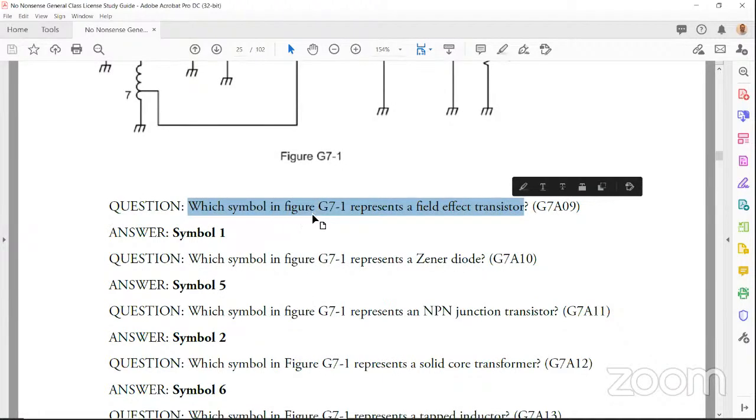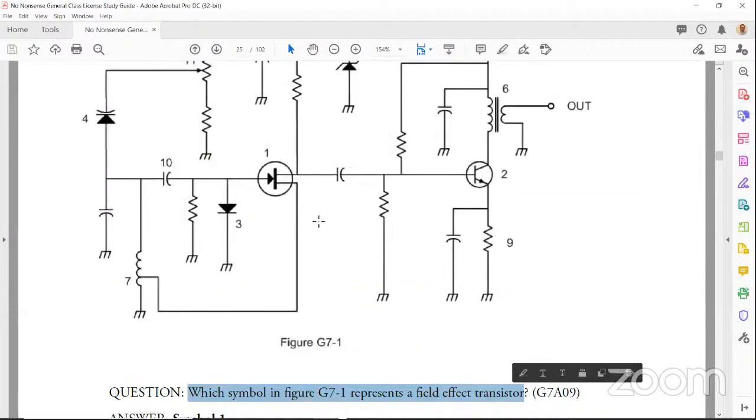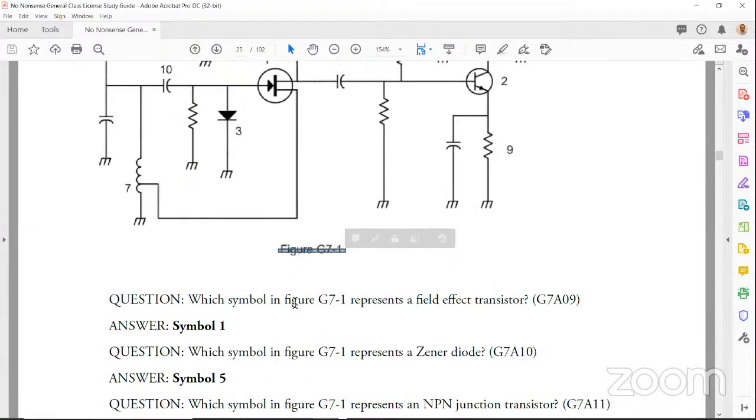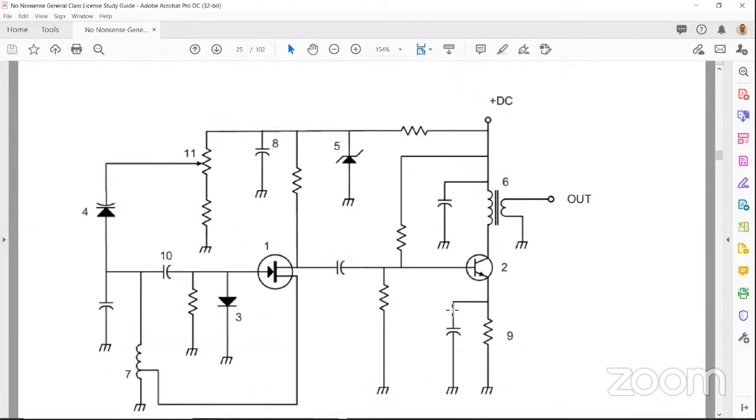Which symbol in figure G7-1, so let's see, this diagram here is figure G7-1. Right, so they're asking us which symbol in figure G7-1, that's the circuit diagram above, represents a field effect transistor, or FET. So we just need to look at the diagram to see which one is the FET.